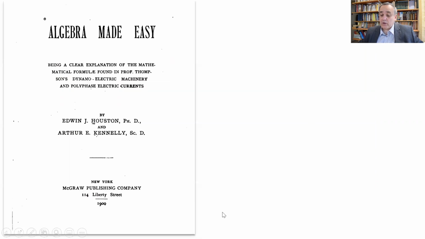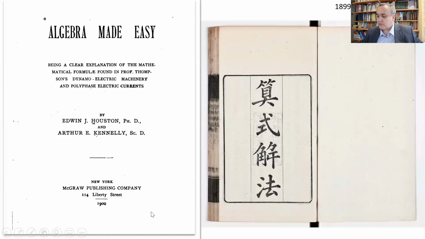Another often cited example is this book, Algebra Made Easy, published by Edwin Houston and Arthur Kennelly. This is a 1900 edition, but it was actually published a year or two earlier. The first edition is from 1898. It was translated into Chinese the following year with the title 算式解法, which basically means algebra.